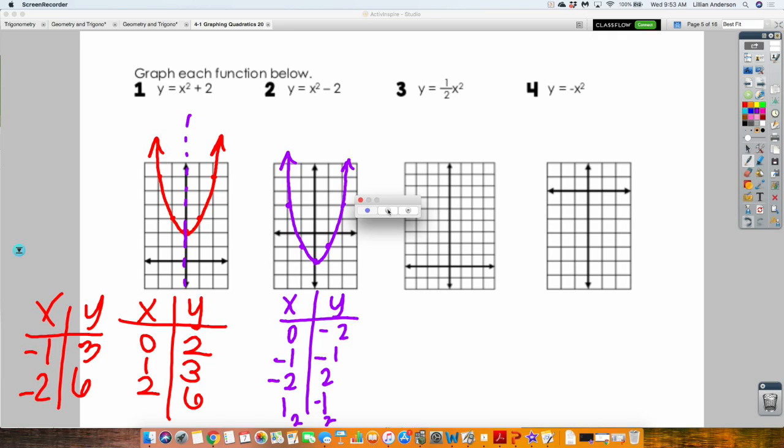Now, do you think we should plug in 3? No. Why not? It's going to go off the graph, okay? So right now we kind of have a good idea here. Do you not have to set it up like this? No, you can. I just don't have the space for all of that.